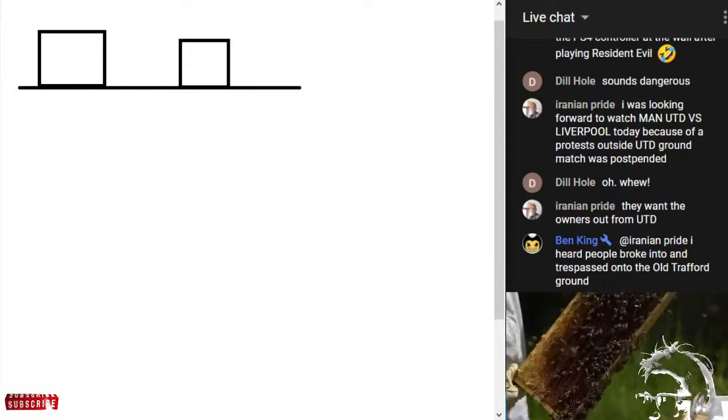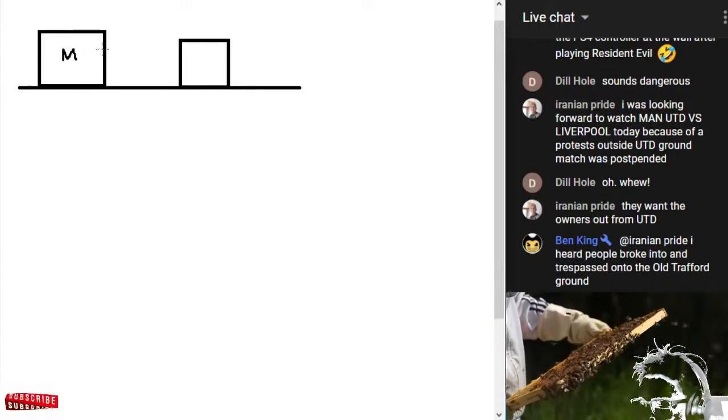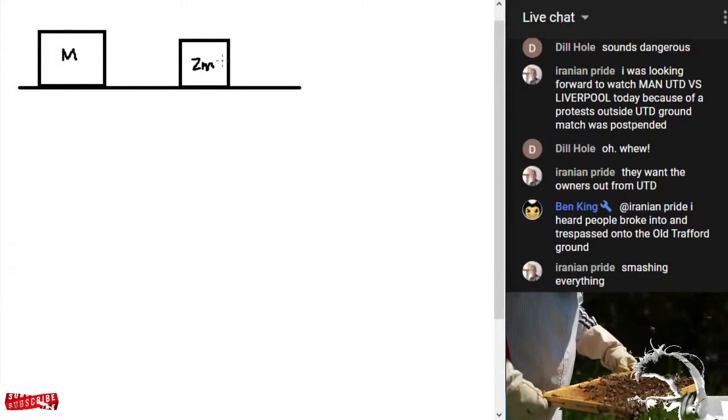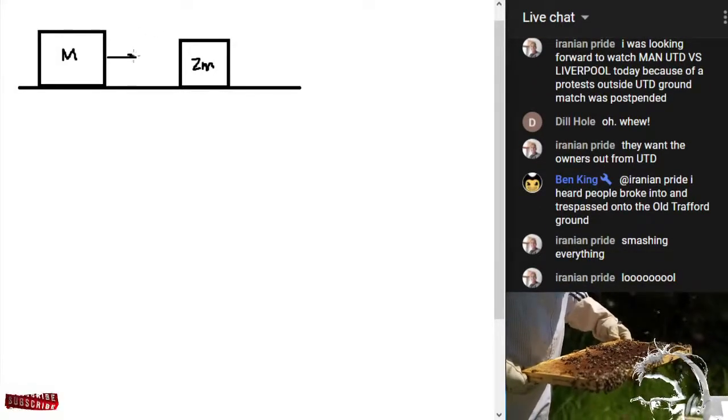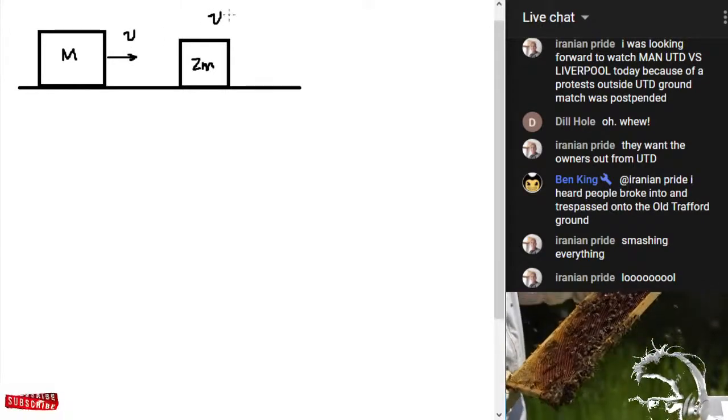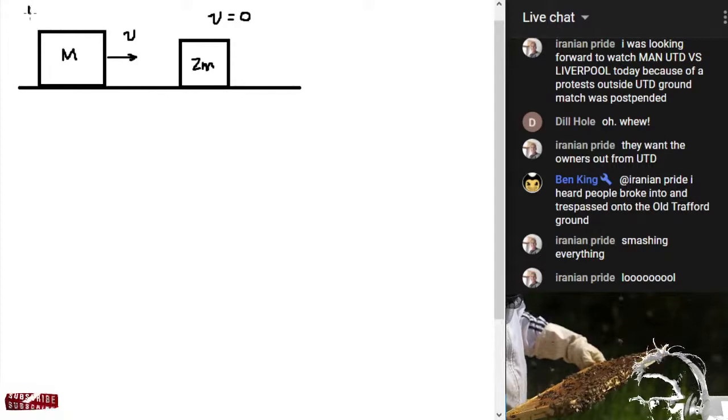So we'll say this is M. We'll say this is 2M, and smashing everything. This will be V, and this will be V equals 0. This is all initially.